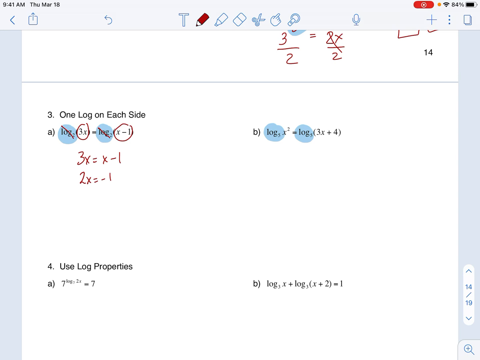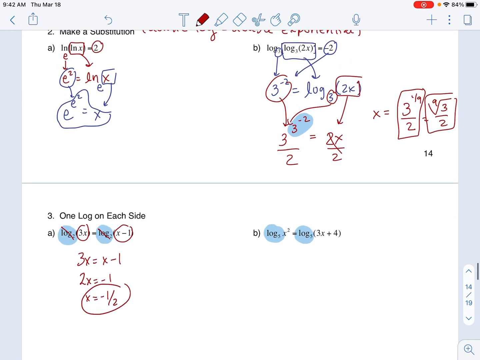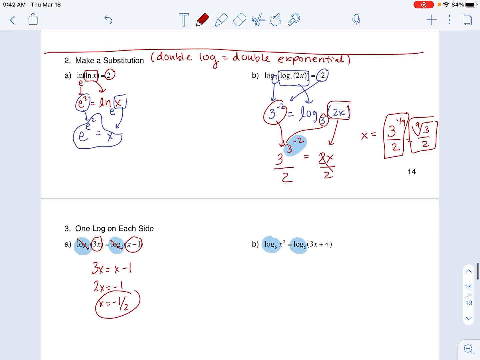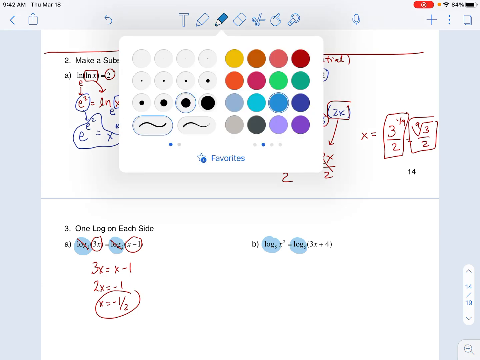And so then I would just solve this and get my answer and make sure you're checking. Remember, we always have to check. Ooh, whoops, I didn't check on that last one. I think those both work, though, because they're positive. So let's go back up real fast and remember to check.